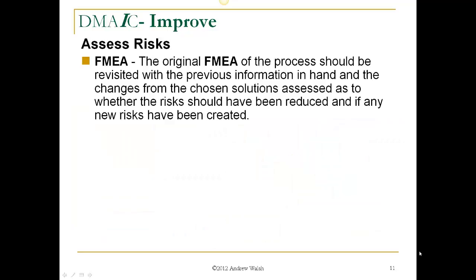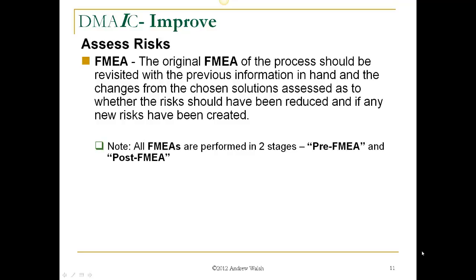FMEA. The original FMEA of the process should be revisited with the previous information in hand and the changes from the chosen solutions assessed as to whether the risk should have been reduced and if any new risks have been created. Note, all FMEAs are performed in two steps, two stages. There's always a pre-FMEA where the FMEA is first performed, and then subsequently after that another FMEA is performed on the same process, or a post-FMEA.